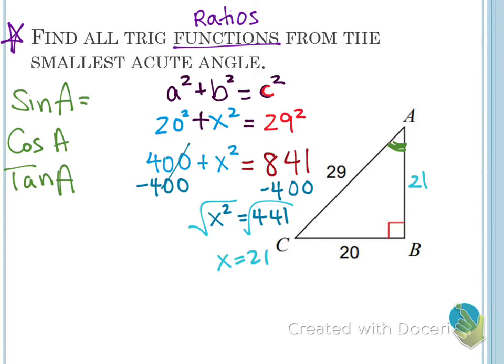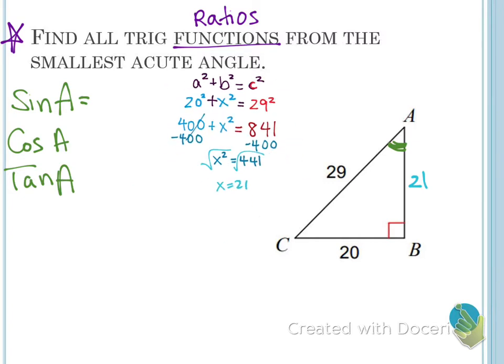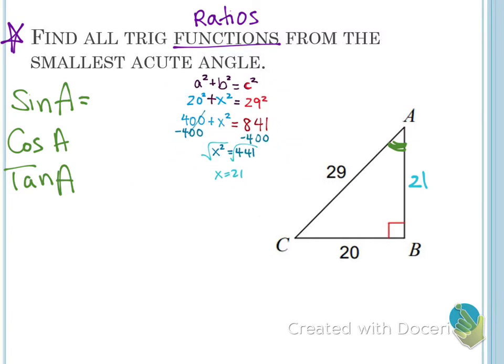Let's talk about our triangle here. Which of these is the hypotenuse? 29. Let's go ahead and label it. Which of these is opposite of angle A? 20. And then adjacent is 21. So we'll do SOH first. Sine is opposite over hypotenuse. So what is going to go in the numerator? Opposite, which is 20, and then the hypotenuse, which is 29.